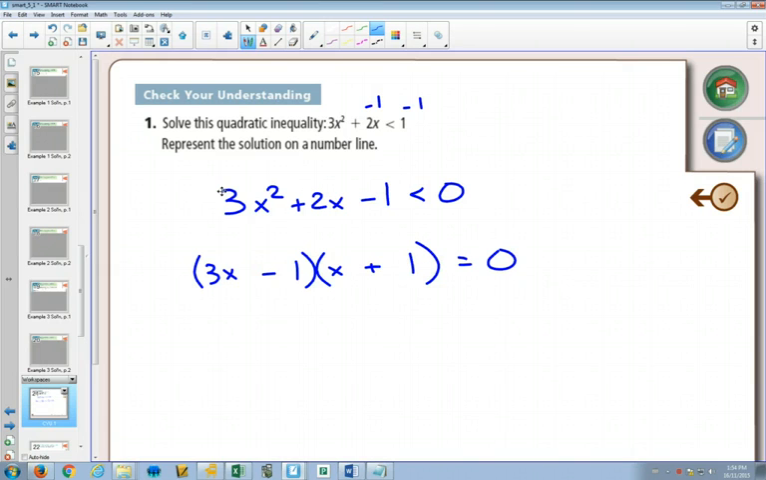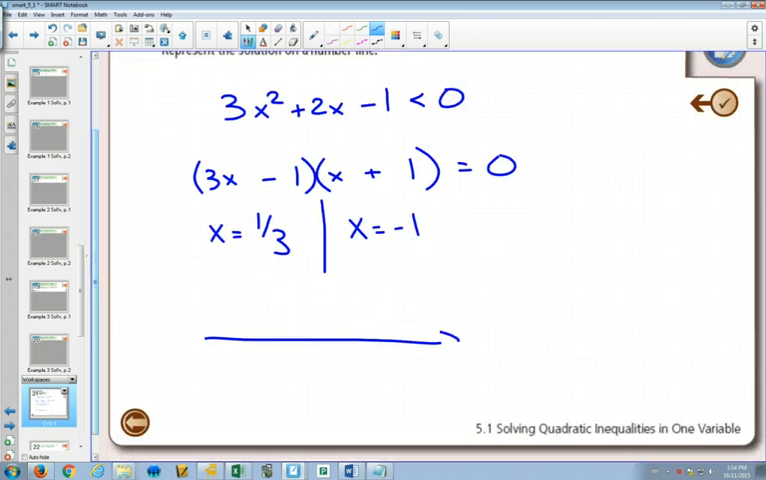And then my solutions, or my x-intercepts, or my critical points, or my roots, or my zeros, there we go, I think I hit them all, will be 1/3 and negative 1. So now we imagine our number line. Imagine a number line. Of course, negative 1 would be to the left of 1/3. This is where 0 would be on our number line, somewhere in between there.